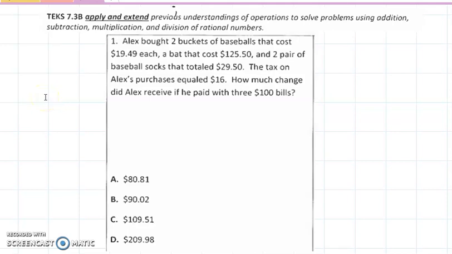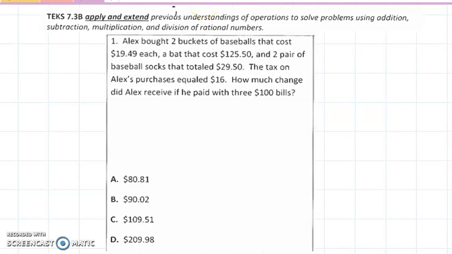All right, let's look at the first one. This is packet 2. This is number 1. Let me read the question. Alex bought 2 buckets of baseballs that cost $19.49 each, a bat that cost $125.50, and 2 pair of baseball socks that totaled $29.50. The tax on Alex's purchases equaled $16. The question is, how much change did Alex receive if he paid with $300 bills?